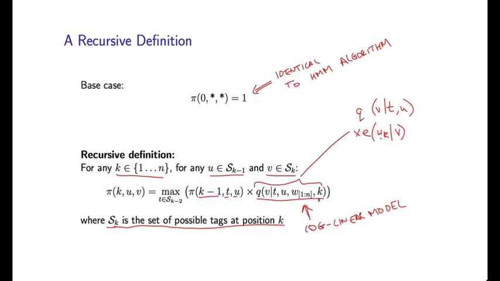In this log linear model, we have this new term, which is the conditional probability of v given t and u, under the entire sentence w_1 through w_n and the position k. Otherwise, this recursive definition is almost exactly the same as what we saw before.